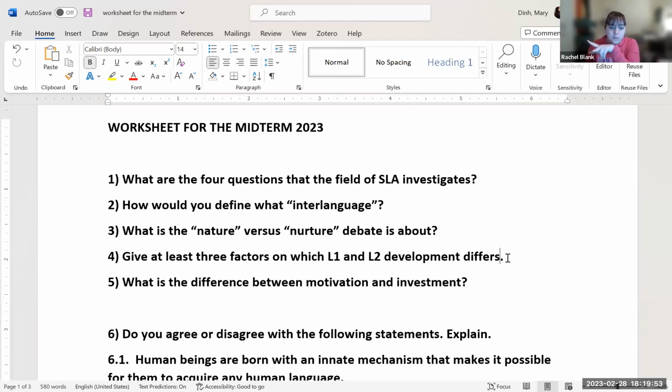I know at least 2: age and metalinguistic awareness. Yes. Anything else? Amount of exposure, and the L1 linguistic system is already there.